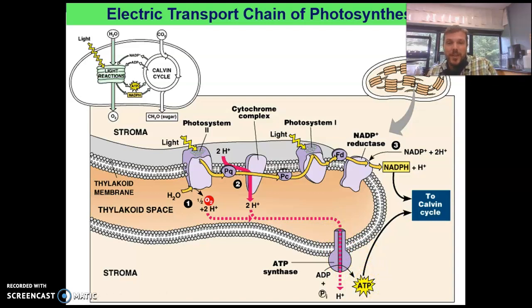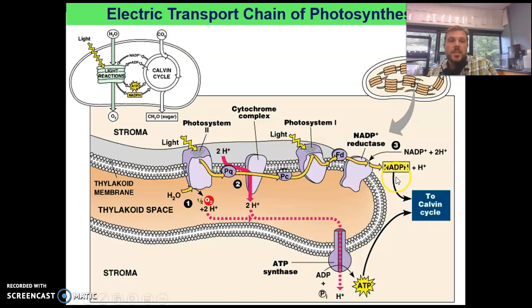Sorry, it's not really simple, but it's that easy. We split the water, we get lots of hydrogen ions. We have some hydrogen ions that get pumped through because of the transfer of the electrons along the electron transport chain. Really high concentration of hydrogen ions in here. They leave. As they leave, they power this ATP synthase molecule to create ATP.